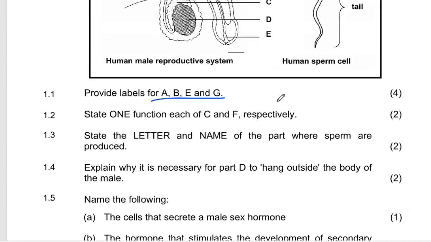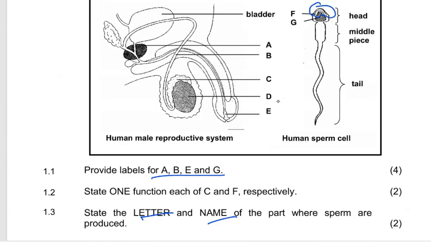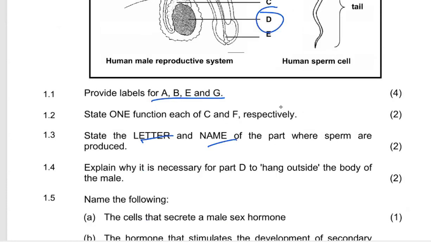They're saying, label, give the letters and the name of the parts where sperms are being produced. Where are the sperms being produced? They are produced from D. And what's that D? It is the testis.